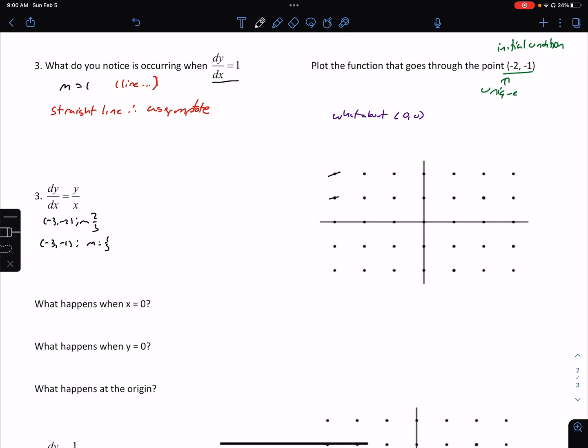Okay, even less steep. Plug in -3, 0. Let's take a look at what happens here. I get 0 over -3, which is 0. So it becomes horizontal. If I plug in -3, -1, oh my gosh, I'm plugging in the wrong points here, aren't I? Let's take that.